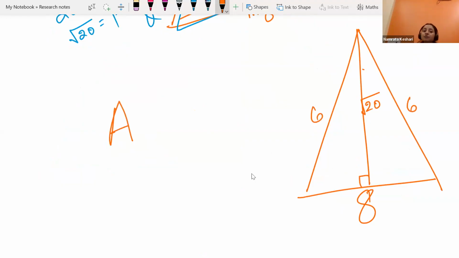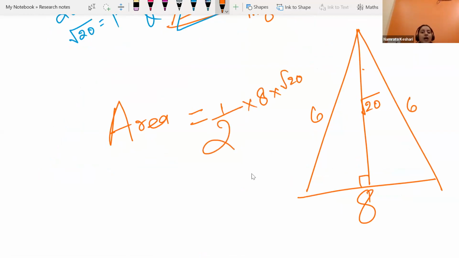But if we have to find the area of this isosceles triangle, our older formula, our favorite formula, is working over here. That is 1 by 2 into base into height. And our answer is 4 root 20 square unit. Is it crystal clear to all of you till now? Yes, ma'am. What about the case when we'll be having an equilateral triangle?